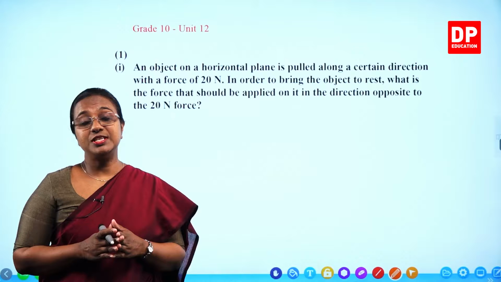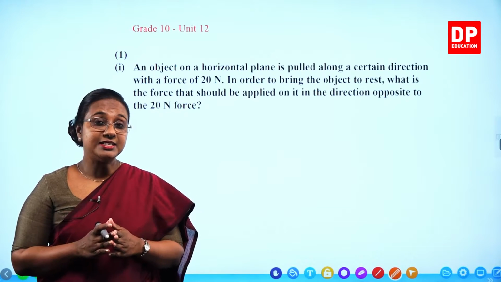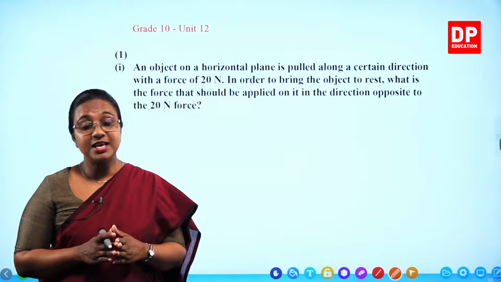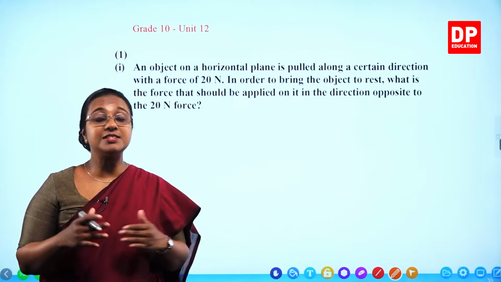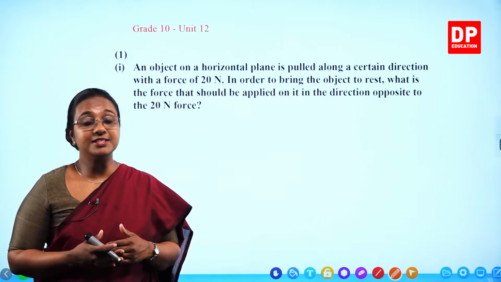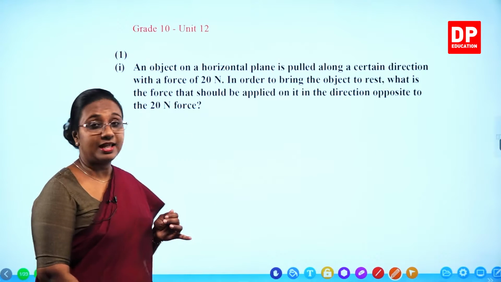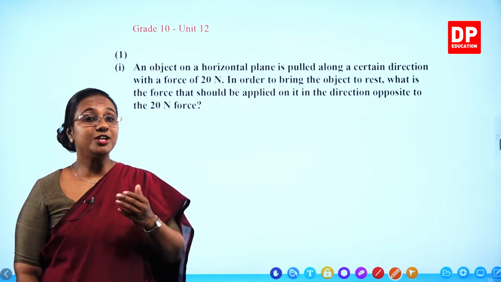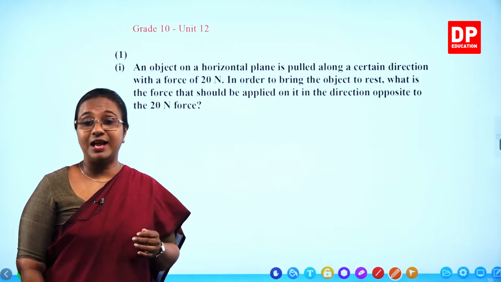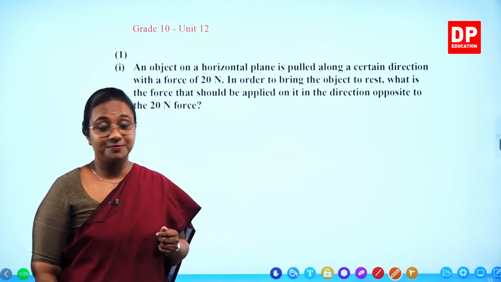So, from all those discussion, you can understand what equilibrium of force is, and you all know how to calculate the magnitude of forces acting on an object when there is equilibrium. So let's look at the questions. I am sure you have already answered them. If not, you all answer them first and then you can listen to the discussion.